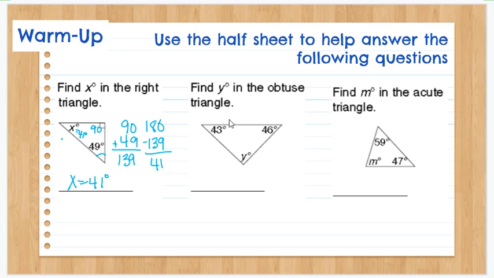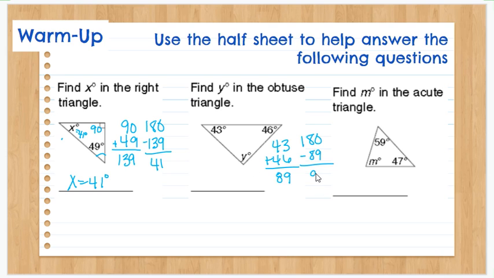Find y in this obtuse triangle. So these two angles were given and this one was not. So we start by adding up the two that we know. So 43 plus 46. Again, use your calculator to check your math. And I get 89. Then we're going to subtract that sum from 180 because altogether the three angles have to equal 180.